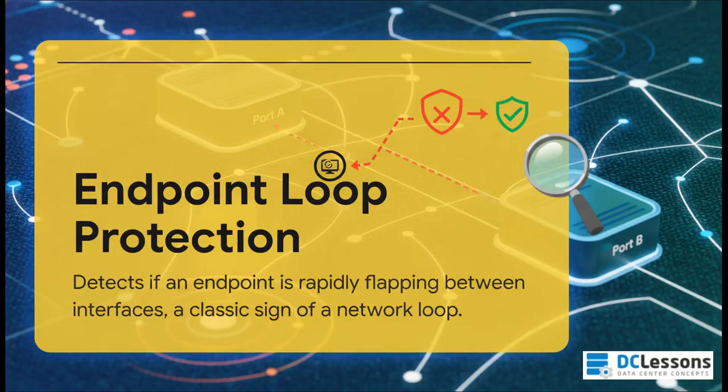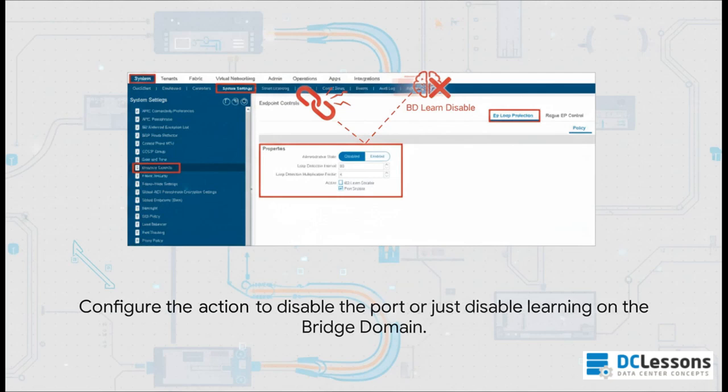Now, related to rogue endpoint control, but a bit different, is endpoint loop protection. This one is laser-focused on a classic network nightmare, a loop. When a loop happens, endpoints can look like they're flapping back and forth really fast between two specific ports. This feature is designed to spot that exact signature and take action right away. The key decision you have to make here is what action you want it to take.